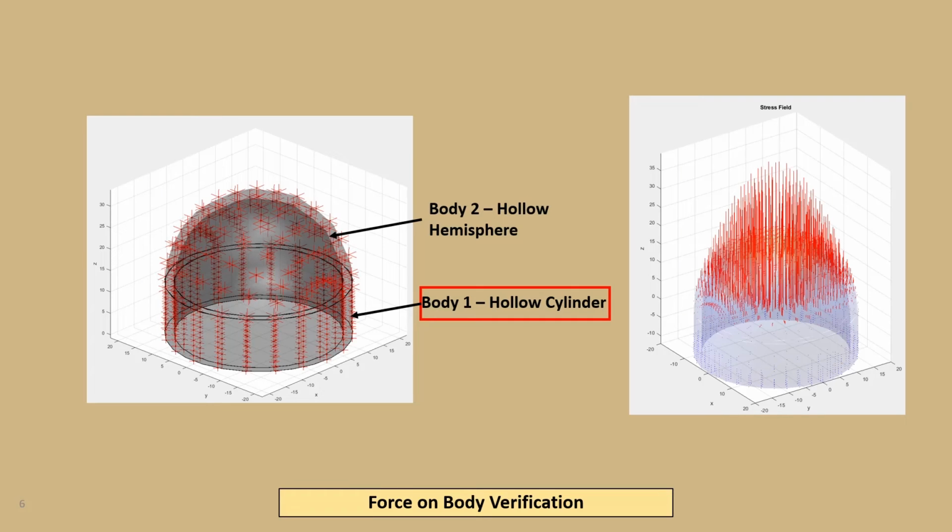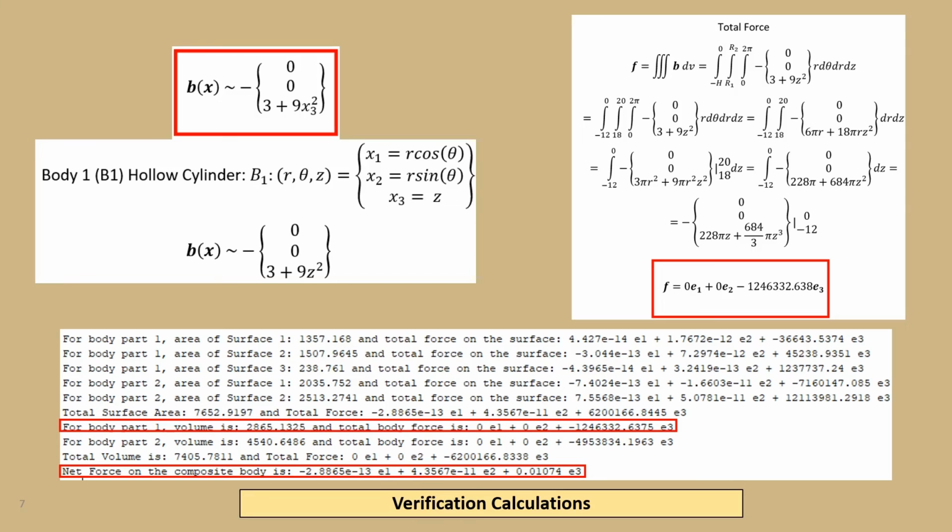We were tasked with verifying the force on one of our composite bodies of our choosing, so I'm going to go ahead and choose body 1, which is my hollow cylinder, for the force equation to verify against the MATLAB output. And finally, I'd like to highlight my verification calculations for my body force density and my force that I obtained for my hollow cylinder. Up above there, you can see the definition of my body force density just in general, and then applying that to my hollow cylinder as defined previously, you can see my body force density vector is defined right here. And then in order to obtain the force across my entire body of my hollow cylinder, I have to integrate that with respect to the volume of my cylinder.